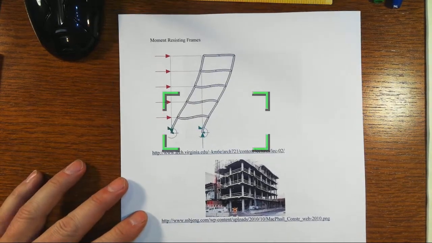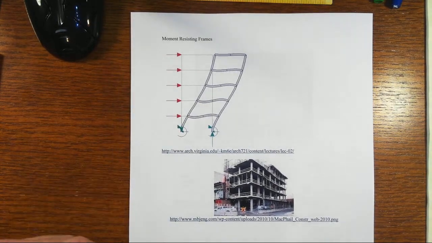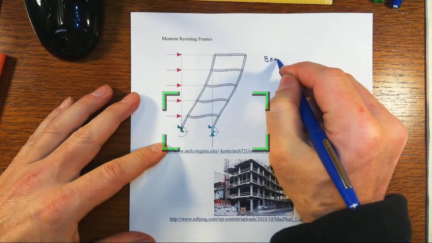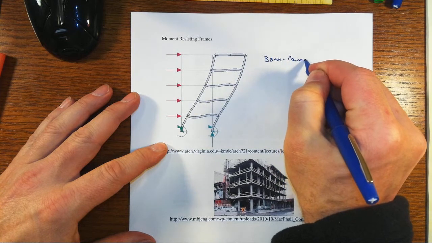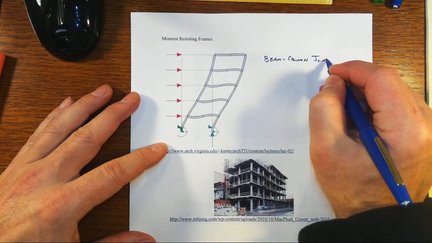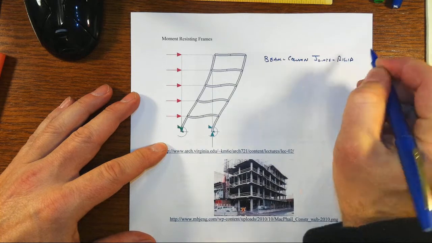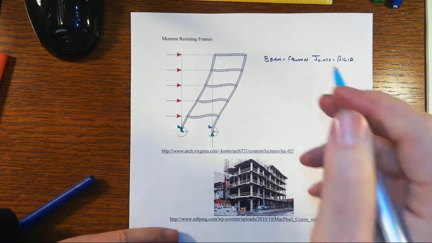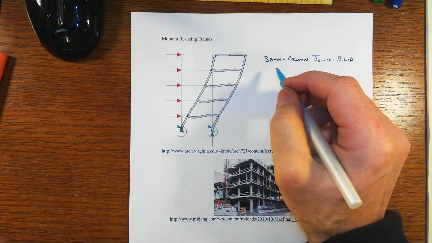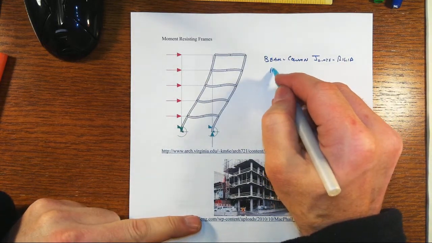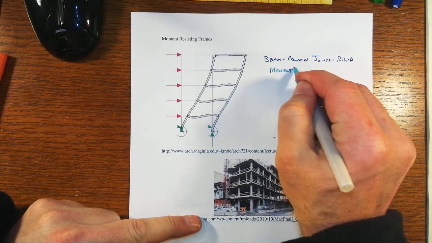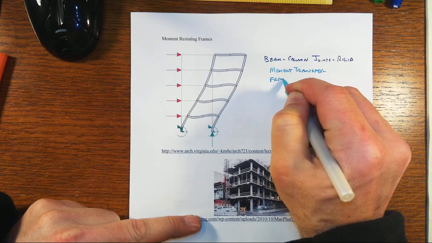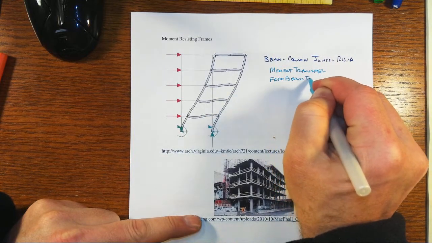Now the moment resisting frames have the critical factor that A, they don't have any braces, but B, the beam column joints are rigid. Now rigid in this case means that they have moment transfer, and that the resistance to the lateral loads is not through truss action like the braced frames, but rather we have moment transfer from beam to column and vice versa.